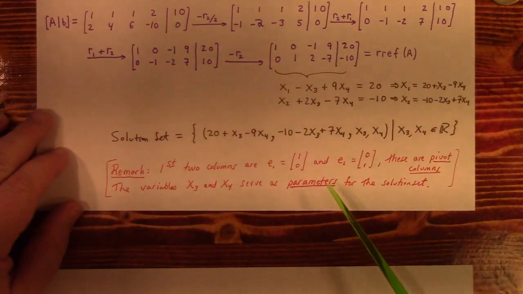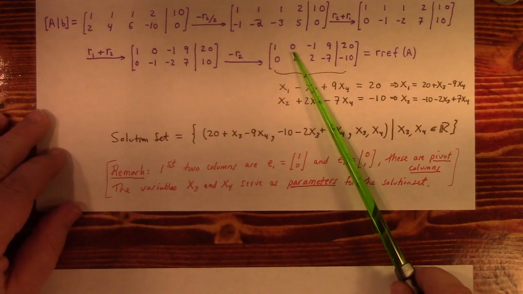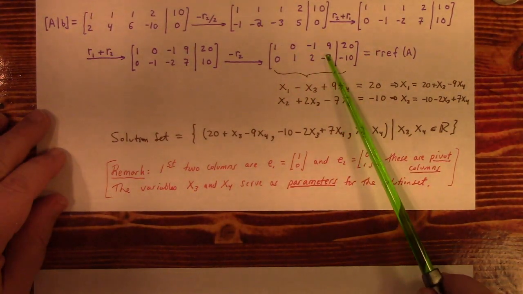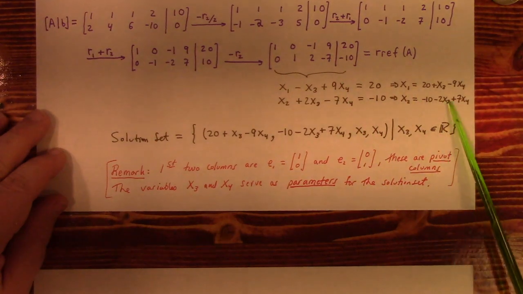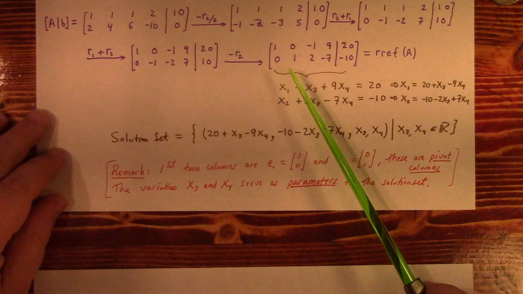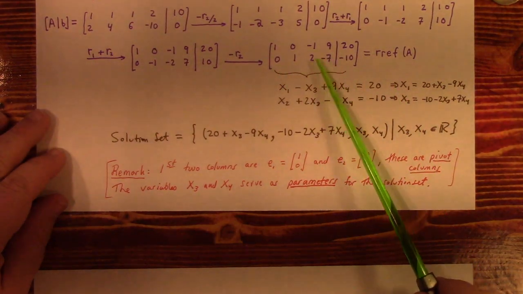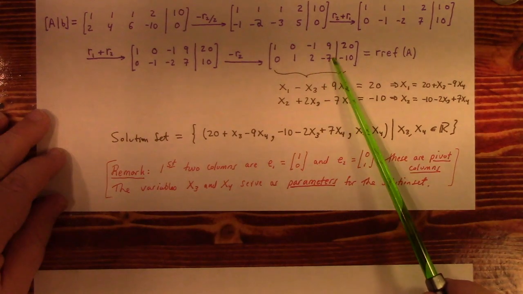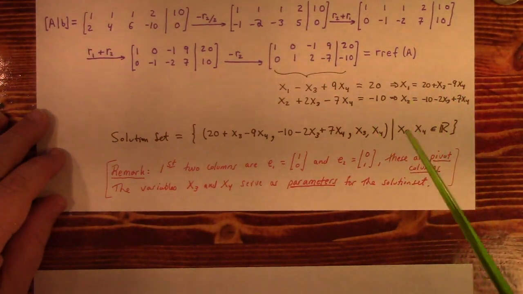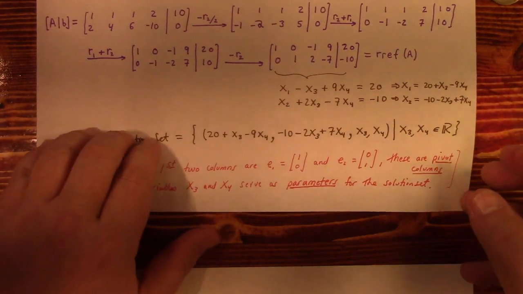But to recap here, E1 and E2 are column 1 and column 2 in the RREF here, and you notice that the third and fourth columns correspond to the parameters in the solution set. This will always be the case. When we do the row reduction, the variables corresponding to the non-pivot columns will appear as parameters in the solution set, supposing, of course, that the system is consistent.